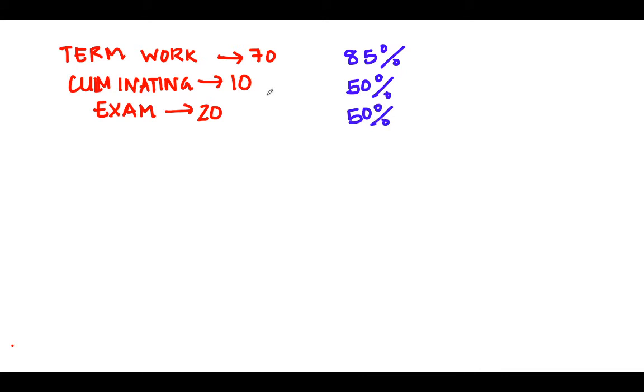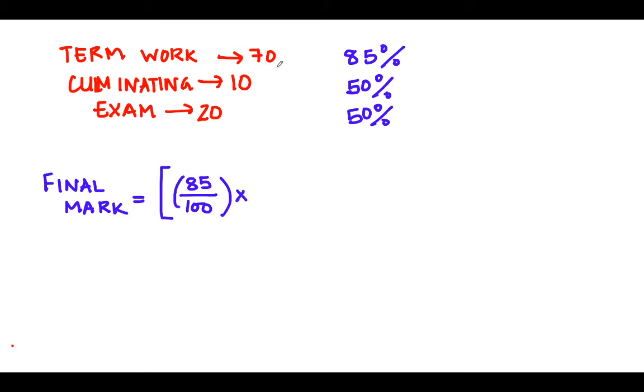Right? So in order to calculate your final mark, we have to account not only for the marks that you got, your 85%, your 50%, and your 50%, but also how much each of those assessments is worth. So this is the type of calculation that you would have to do. You first take the mark that you got for your term work, which is 85%, so 85 divided by 100, times the weight of that particular assessment, which is 70. And I'm going to do the same for all of the different assessments.